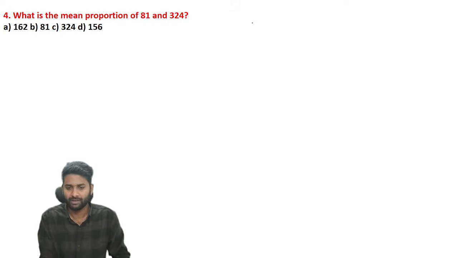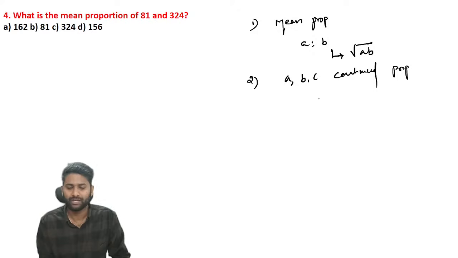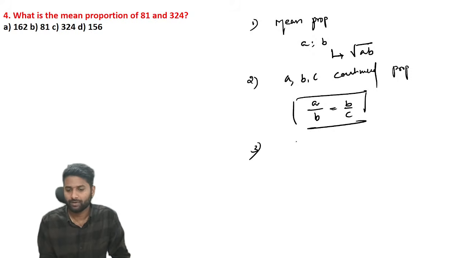Next, guys, remember that there are three different models in this proportion concept. One is mean proportion. See, A comma B are two variables. If you want to find the mean proportion, then the mean proportion is root over AB. If A comma B comma C are in continued proportion, if you want to identify the third proportion, then the relation is A by B is equal to B by C.